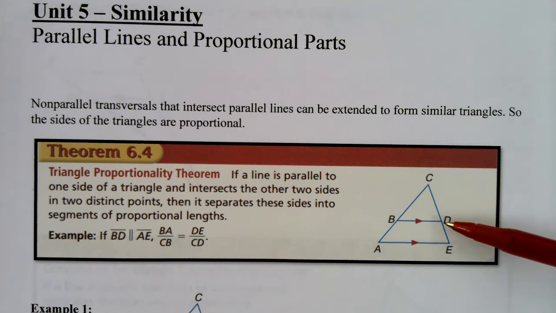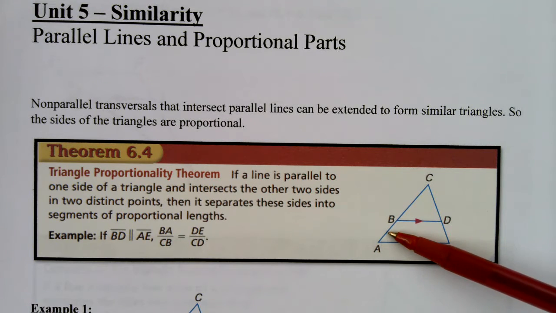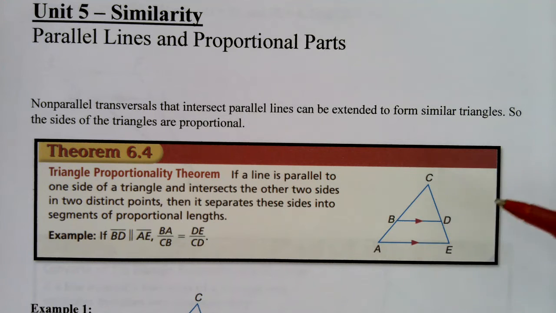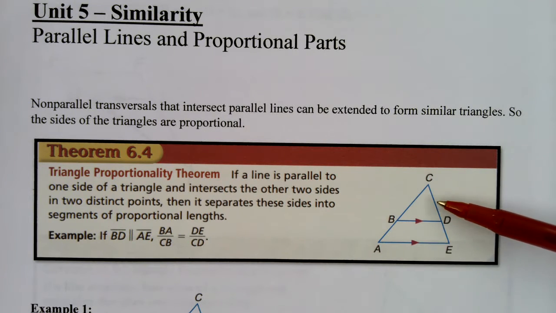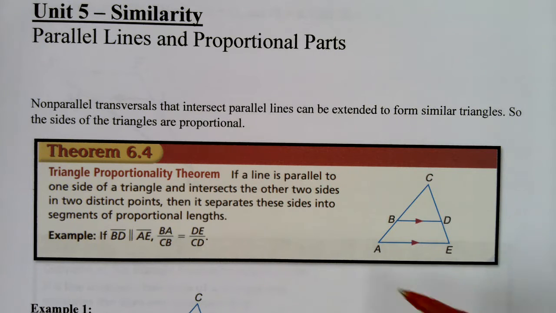So for example, if we knew that BD is parallel to AE, then it means that we can say BA over CB equals DE over CD. Or you could say CB over BA equals CD over DE. Either one is fine. Okay? That's the triangle proportionality theorem. So pause the video if you need to look at that some more, just to visualize it longer. But that's the theorem that I just gave you. Triangle proportionality theorem.